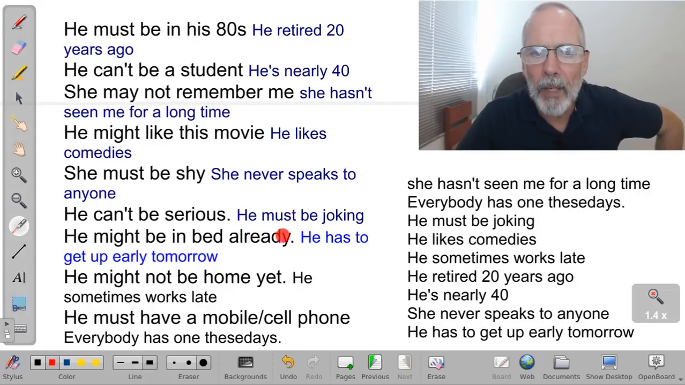He might be in bed already. He has to get up early tomorrow. He might not be at home yet. He sometimes works late. He must have a mobile phone. Everybody has one these days. Or he must have a cell phone. Everybody has one these days.